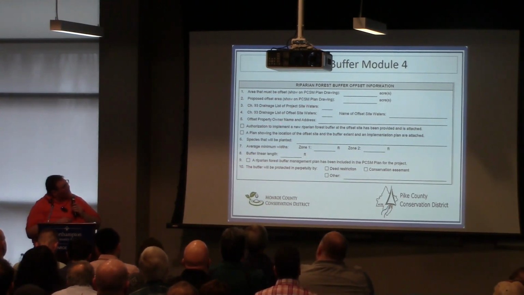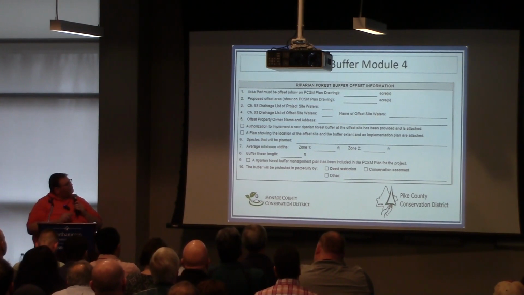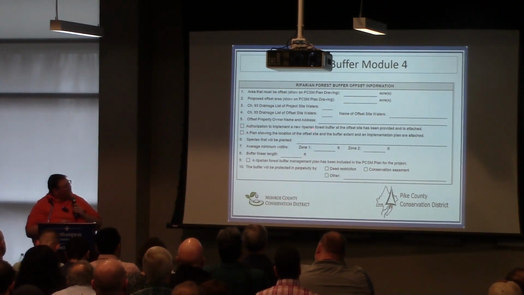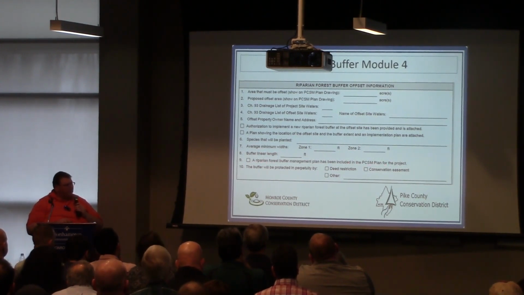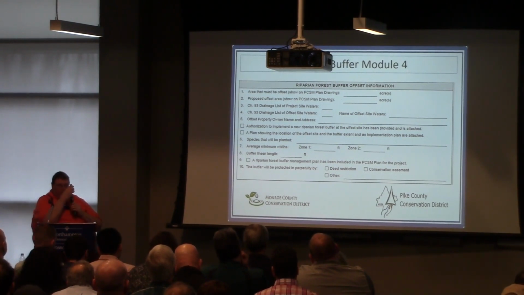So this just takes you through that hierarchy, and then as you identify the property name and address, it makes you identify that you have the authorization to do the buffer on that property, and then you have to go through and provide the plan, species, average minimum widths, buffer linear length, and that the riparian buffer management plan has been included in the plan set. And then again, how you're going to protect it. So that part is very similar to the way it is if you're proposing a buffer.